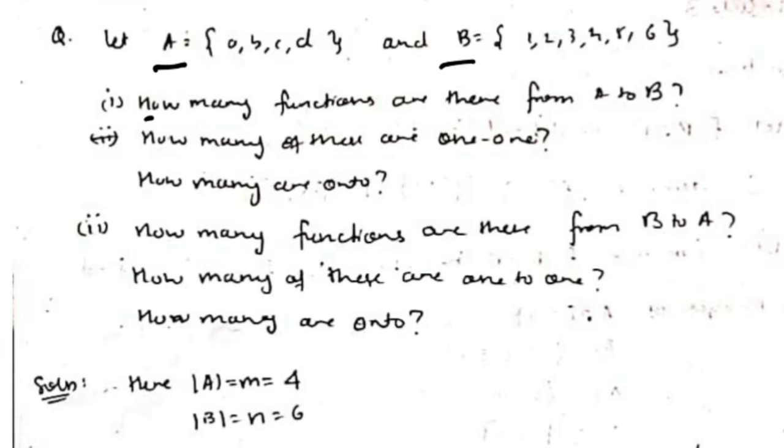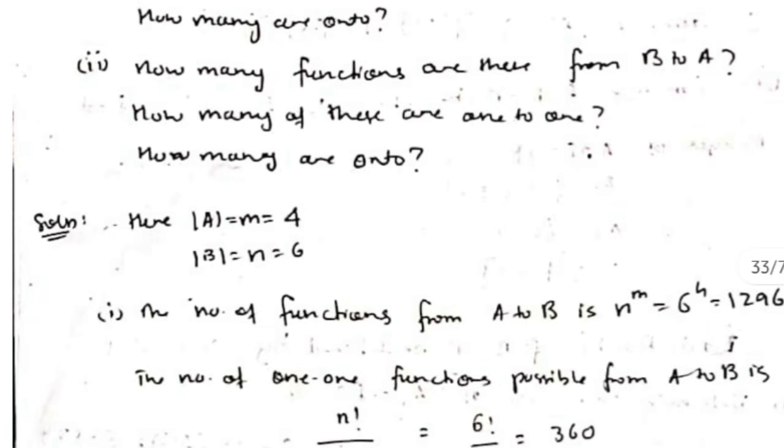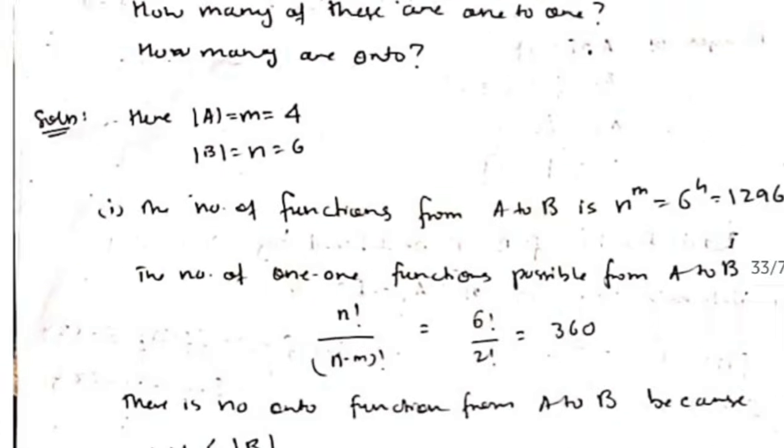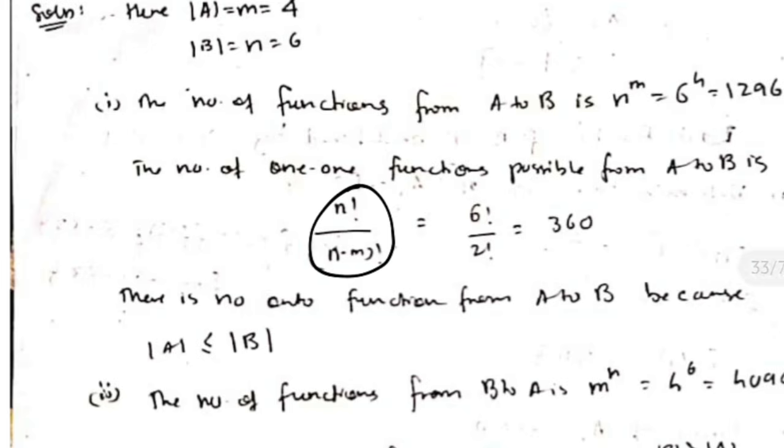Okay, in this question we have been given 2 sets A and B, and we have to find how many functions are there from A to B. So the formula is n raised to m, where m is the number of elements in A and n is the number of elements in B. Just apply the formula, you will get this answer. Similarly, we have to do for how many of these functions are 1 to 1. For 1 to 1, the formula is n factorial by n minus m factorial.